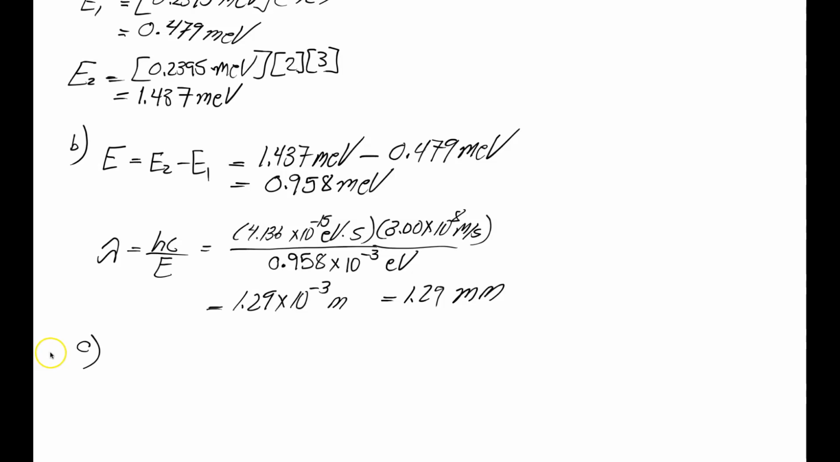And we're told that in part A of this problem, the initial value of L is 0, and the final value of L is 1. And for part B, it's the other way around. L initial is 1, and L final is 0.